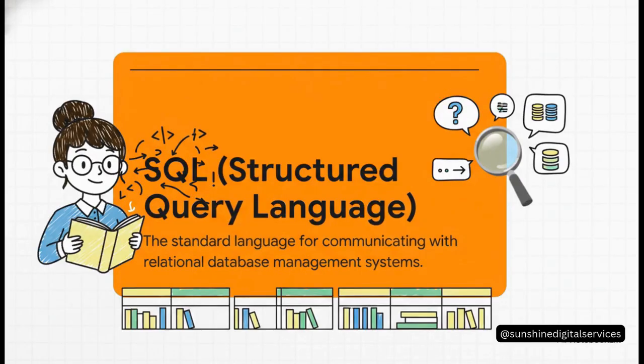So if the DBMS is our librarian, how do we talk to it? We can't just walk up and ask a question in plain English, right? There needs to be a standard language that this librarian understands no matter which library we're in. And that language is SQL, which stands for Structured Query Language.